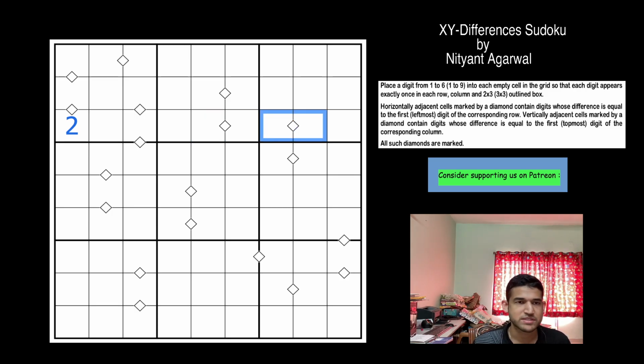And all such diamonds are marked, which means you cannot have, let's say, a 9 here and a 7 here, because the difference is 2 and there is no diamond here, right? So vice versa rule is applicable. The same is applied in the vertical direction.